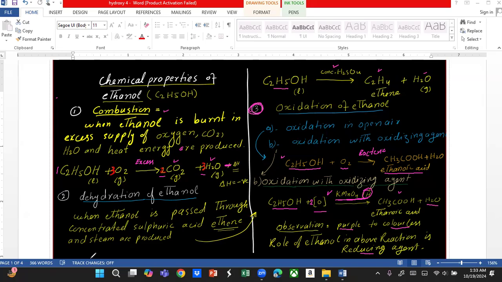Depending upon the type of alcohol, or sorry, we will not use the word alcohol, because in CAIE it has been asked that you are not allowed to use the word alcohol. We have to use the words hydroxy compounds. So it can be propanol, butanol, all can be oxidized into their respective carboxylic acids.